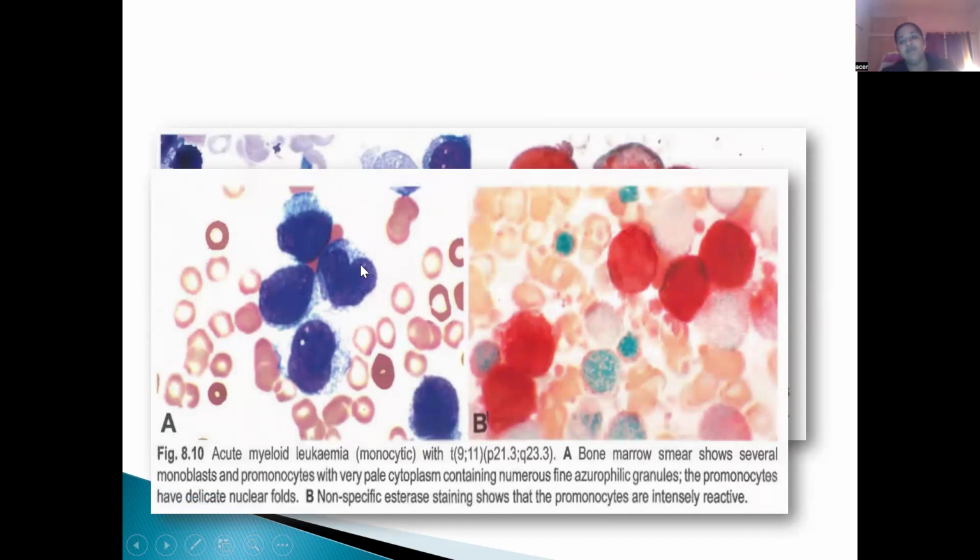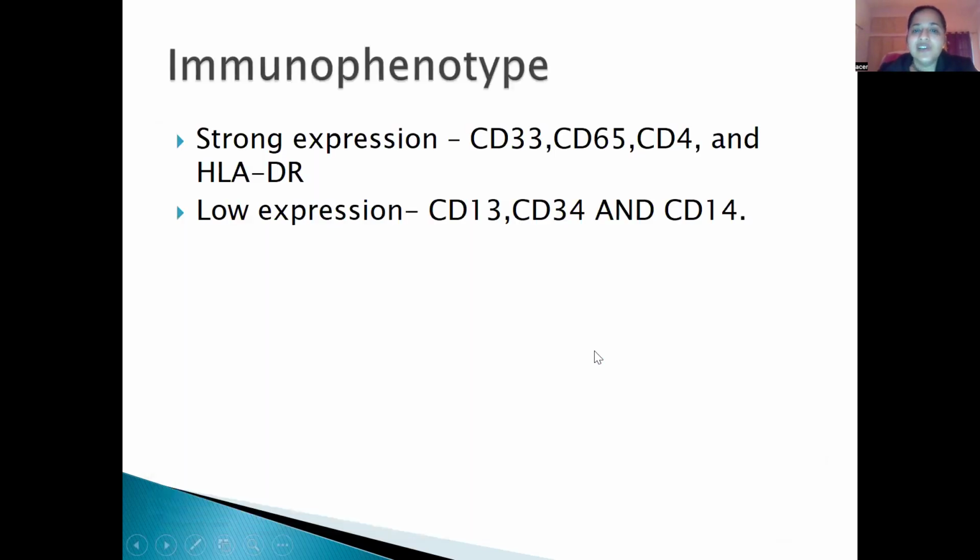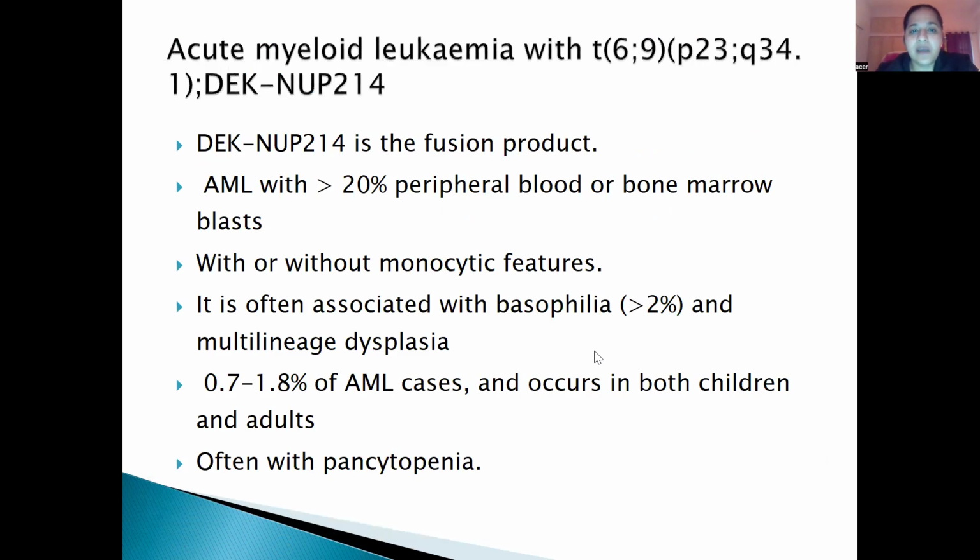You can see that there are many folds coming into the nucleus, unlike the myeloblast, which has basically opened up chromatin. Here the chromatin is convoluted. That is, the nucleus is a folded type of chromatin. Okay. And the NSE is highly reactive. Strong expression of CD33, CD4, HLA-DR, and low expression of CD34 and CD13. Now it is NUP214, the fusion product DEK-NUP214. AML with 20% peripheral blood or bone marrow blasts is no longer a criterion.